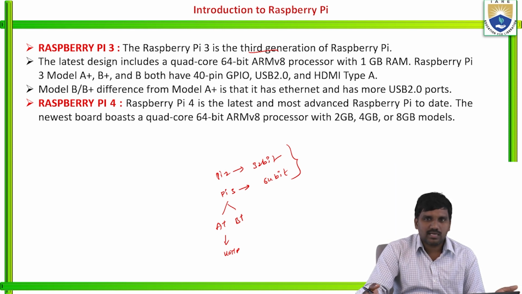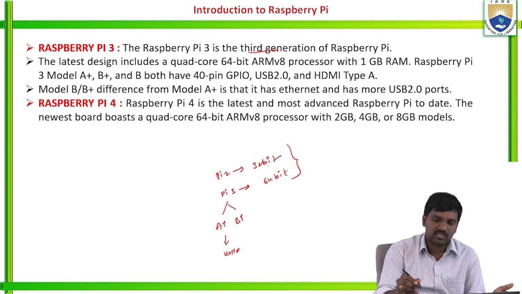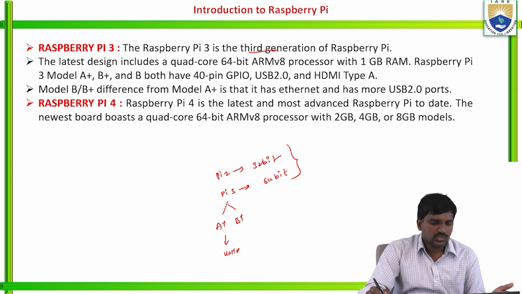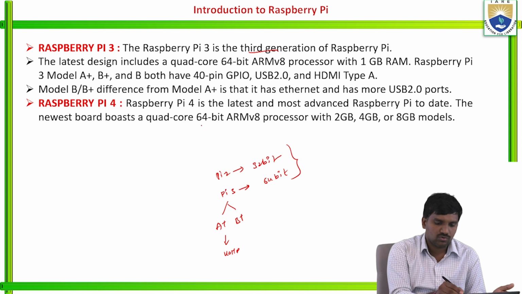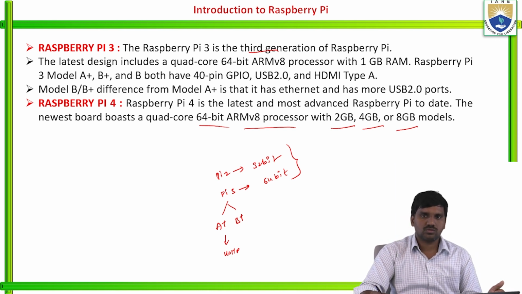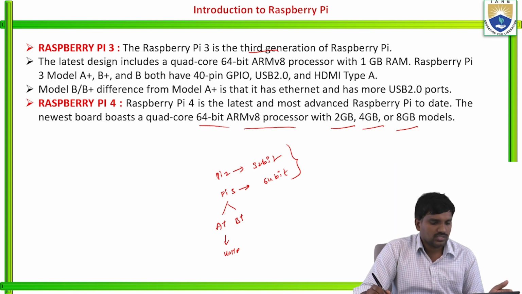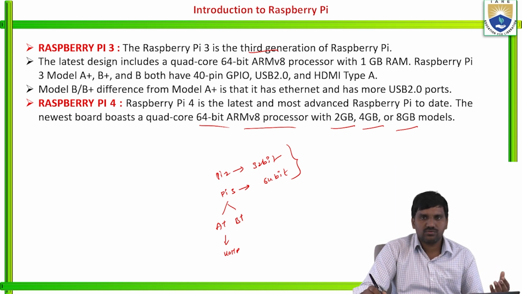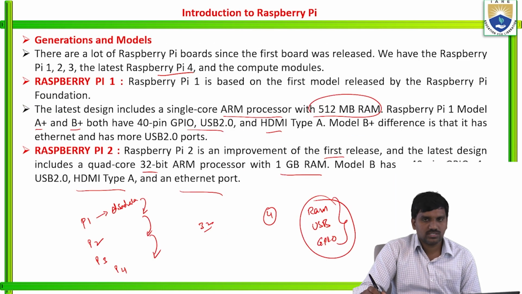The Pi 4, which we are currently using, is the latest version of the Raspberry Pi module. The Pi 4 is the latest and most advanced Raspberry Pi to date. It has the newest Broadcom quad core 64-bit processor with 2 GB, 4 GB, 8 GB, up to 16 GB of RAM. So these are the generations and versions of Raspberry Pi: P1, P2, P3, and P4.